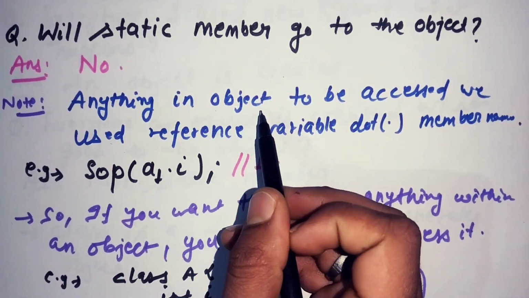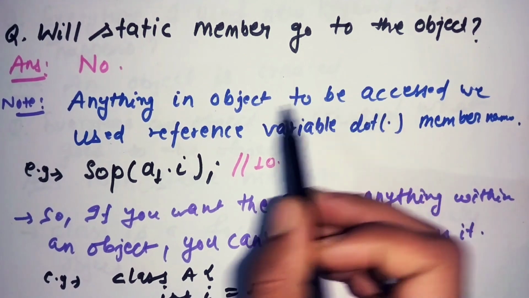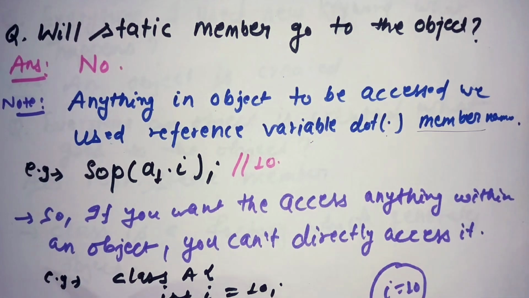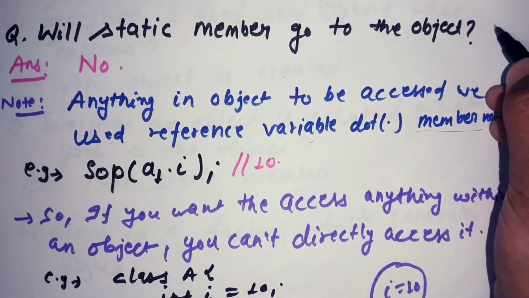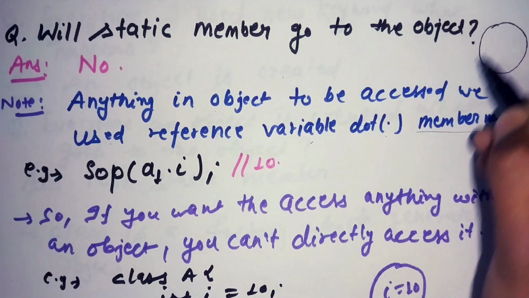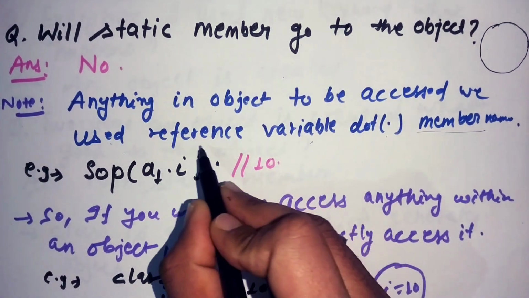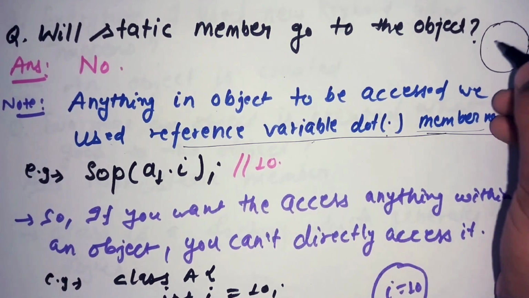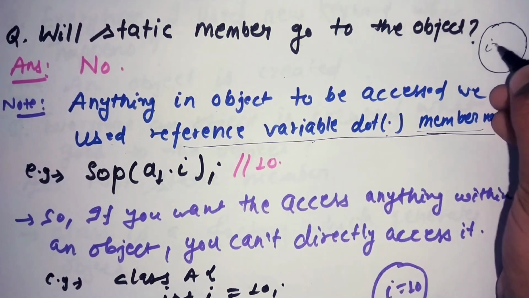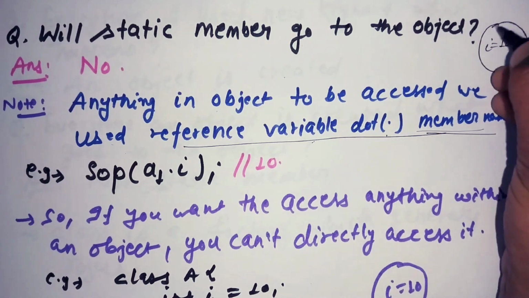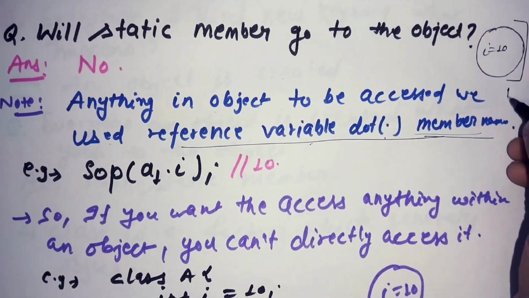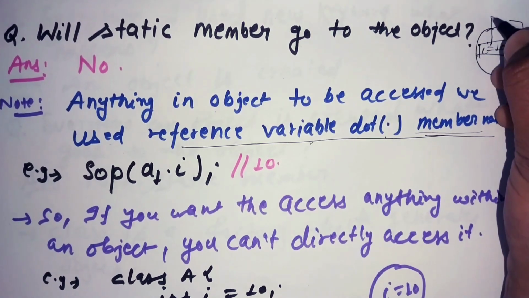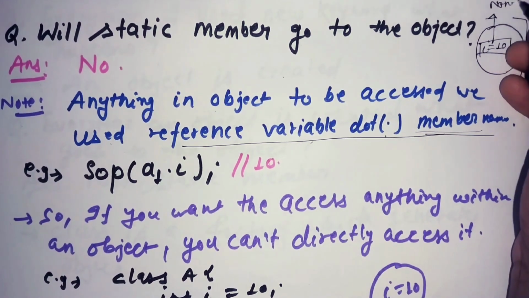Anything in object to be accessed, use reference variable dot member name. Anything present in object we can access using reference variable dot member name. Here i is equal to 10. So this is object created on RAM and non-static member is in object.